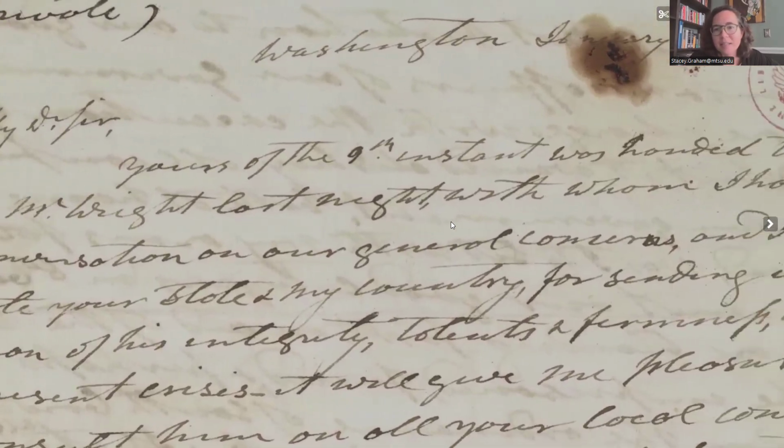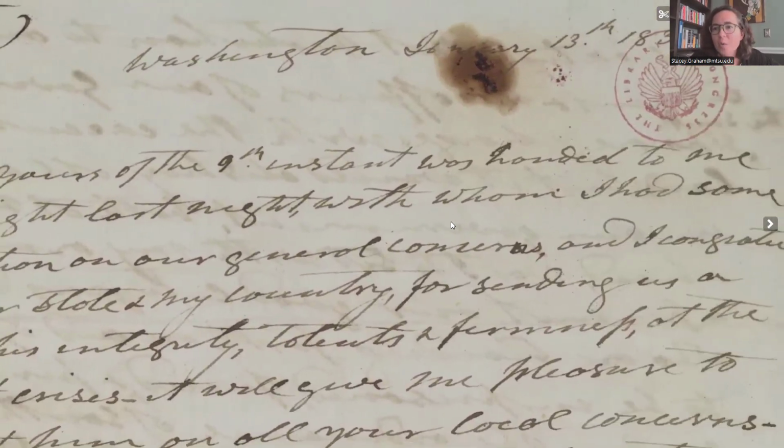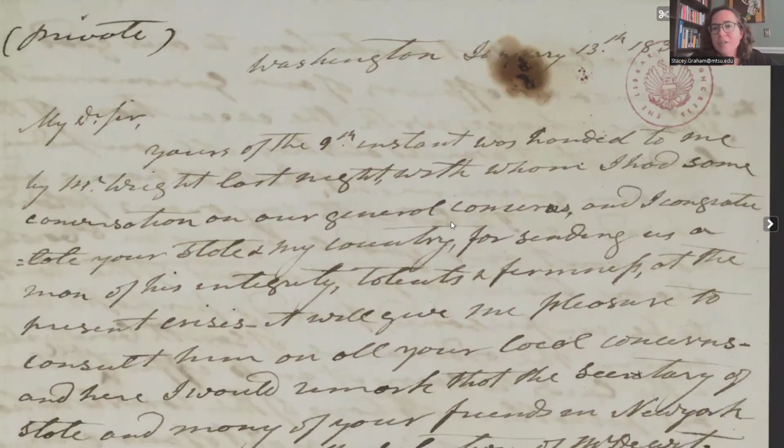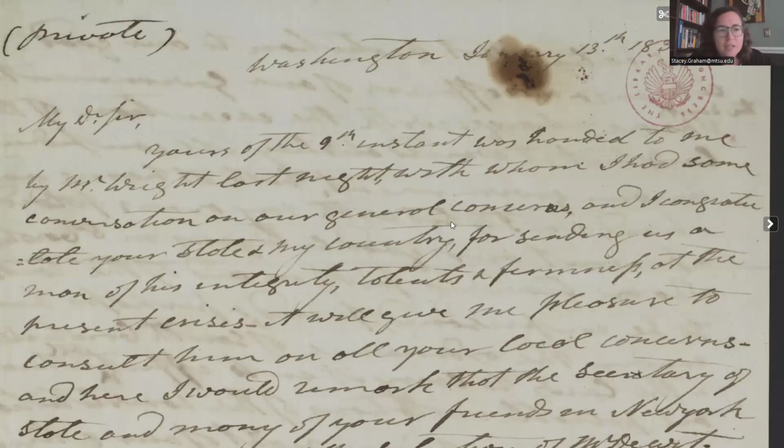You can see those A's again. "With whom I had some conversation on our general concerns. And I congratulate." You can see that there's a hyphen, but it's not at the end of the first half, it's at the beginning of the second half. "Your state and my country for sending us, etc."